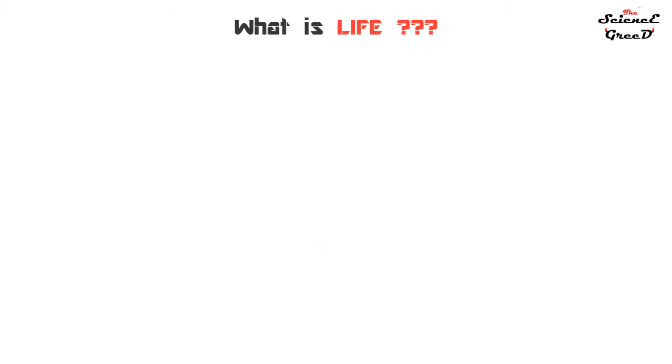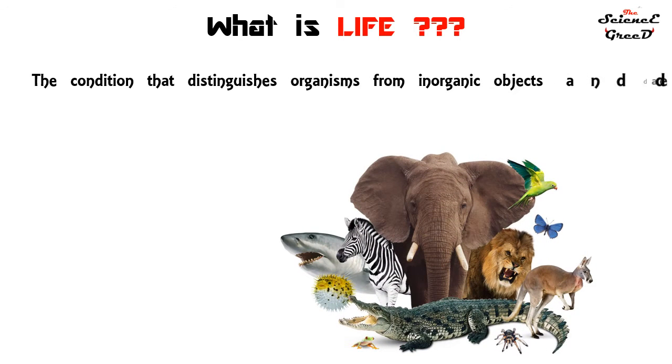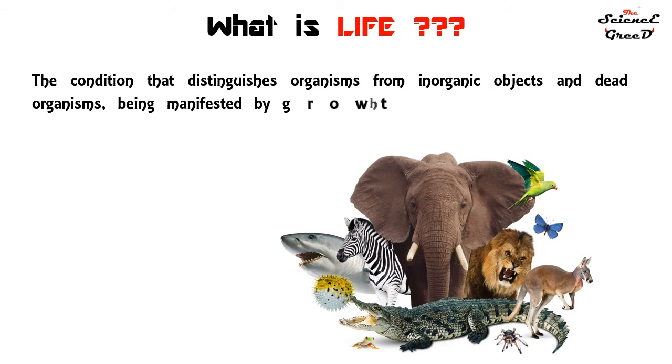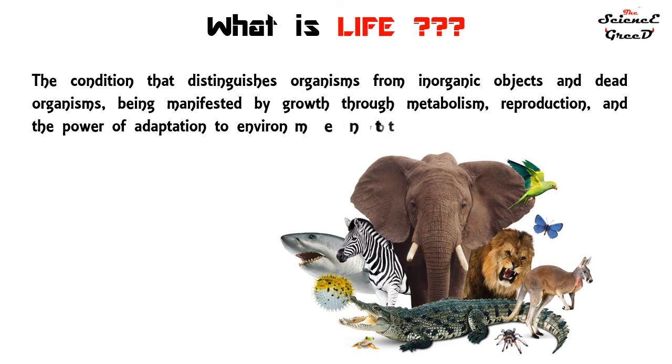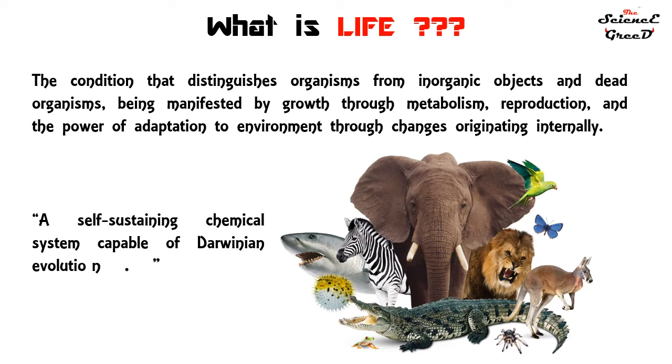What is life? The condition that distinguishes organisms from inorganic objects and dead organisms, being manifested by growth through metabolism, reproduction, and the power of adaptation to environment through changes originating internally. Another definition by NASA: a self-sustaining chemical system capable of Darwinian evolution. There are criteria of life: growth, metabolize, respond to stimuli, adapt, reproduce.